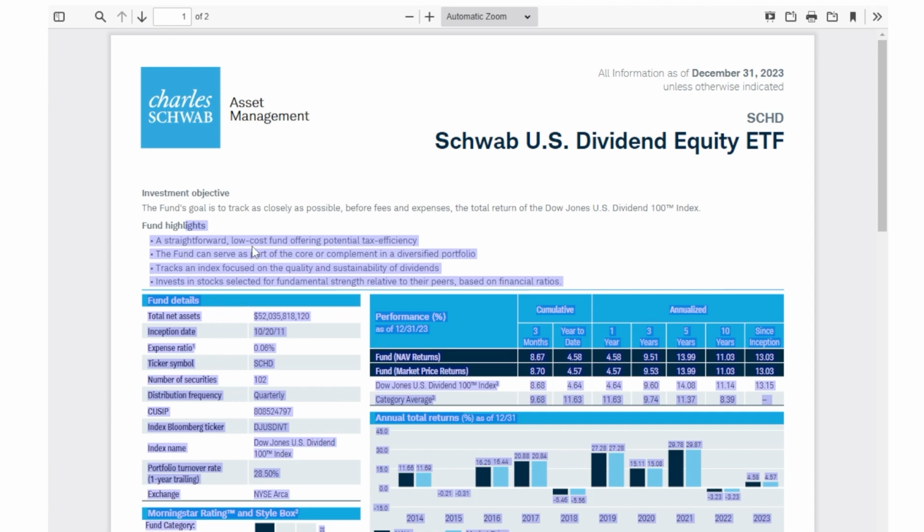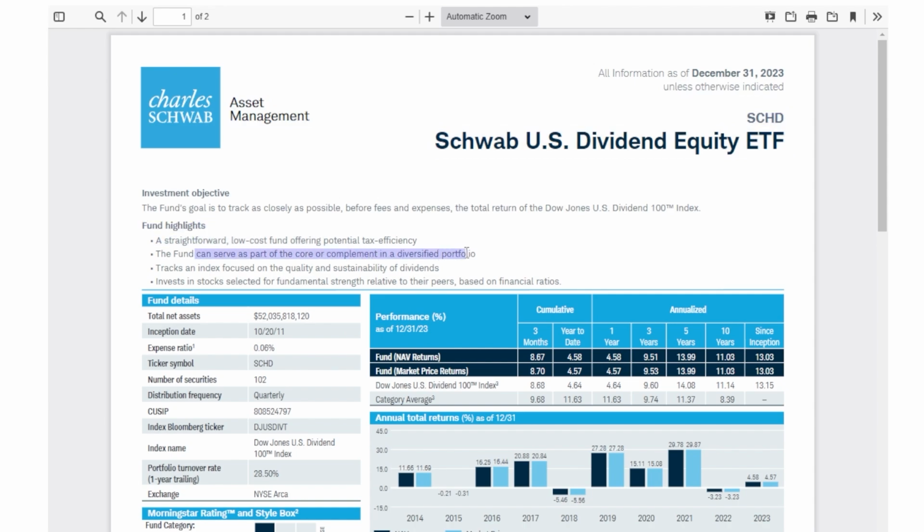It says a straightforward low-cost fund offering potential tax efficiency, which is great. The fund can serve as part of the core or complement in a diversified portfolio, makes sense. Tracks an index focused on quality and sustainability of dividends, which, as I said, the underlying index is impressive, and it has a rigorous set of screenings for stocks to enter and exit, which is very important, especially if you're like myself and you want to sleep well at night.